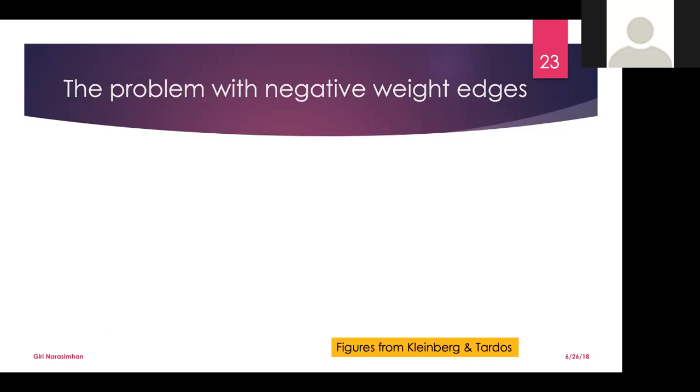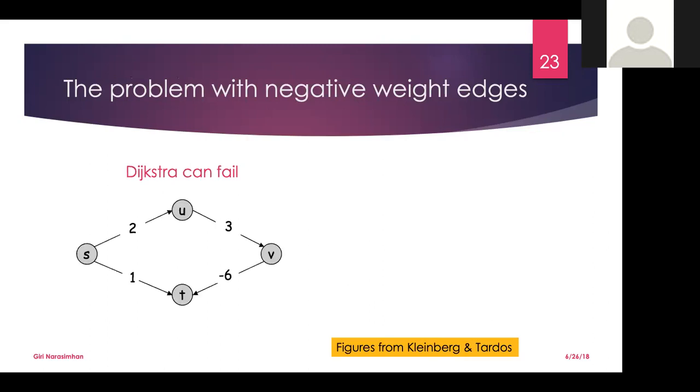Oh, I do have some slides on negative edges. So let's go through this before we talk about why shortest path tree is different from minimum spanning tree. So here's an example of where Dijkstra can fail. One of you asked this question: what happens if you have negative edges? So here's the example. It's from this book by Kleinberg and Tardos. So let's assume this is my source, right?